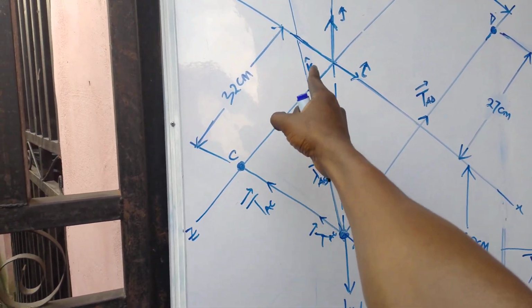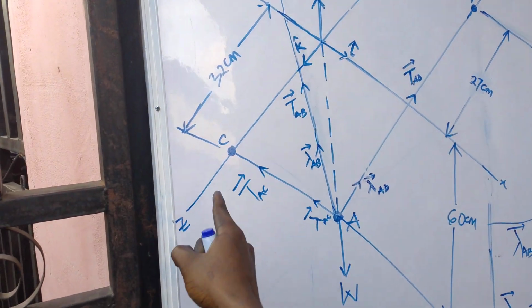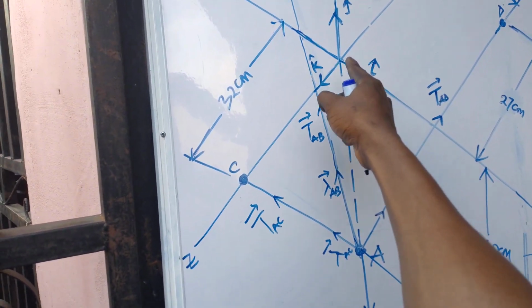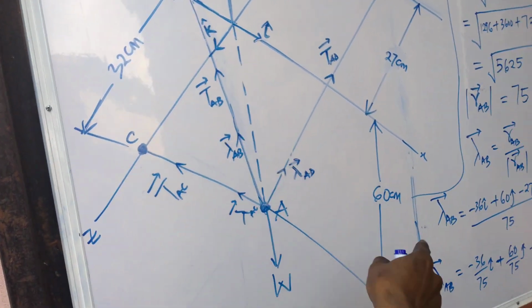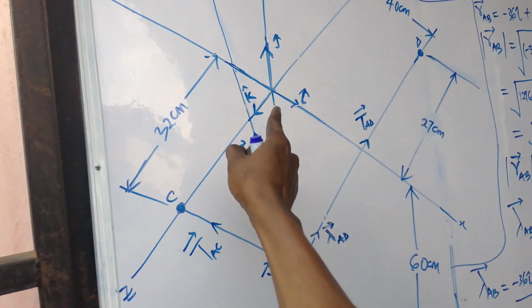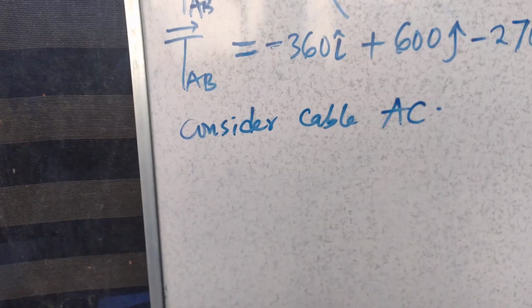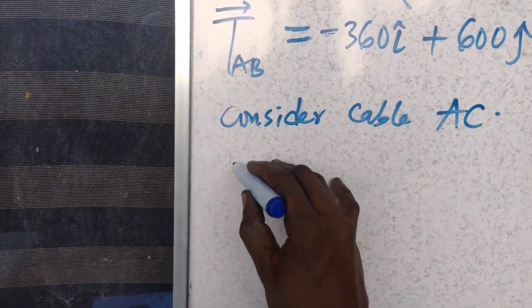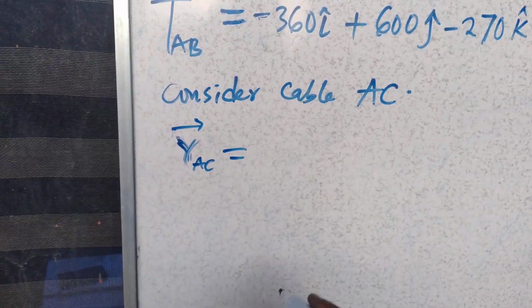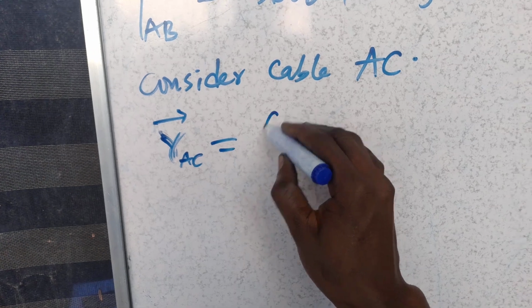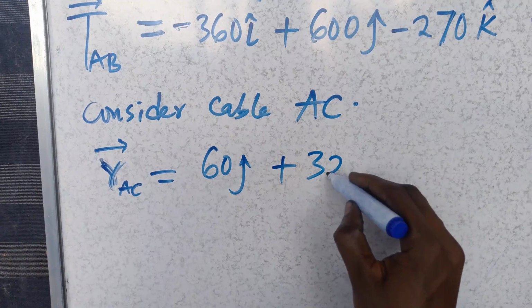You move up, plus 60J, going up like this. You come down, this is the distance, 32, plus 32K. So the position vector RAC will be equal to 60J plus 32K.